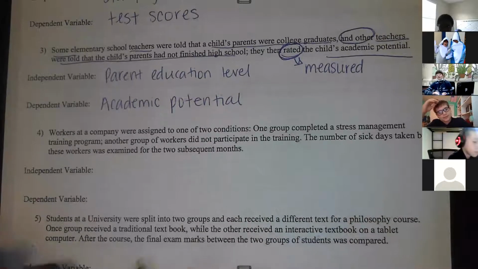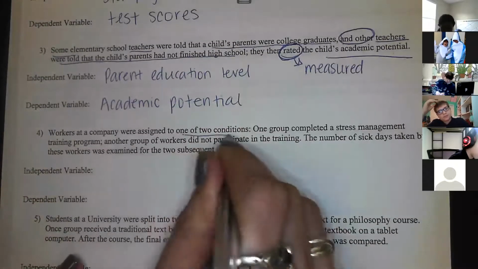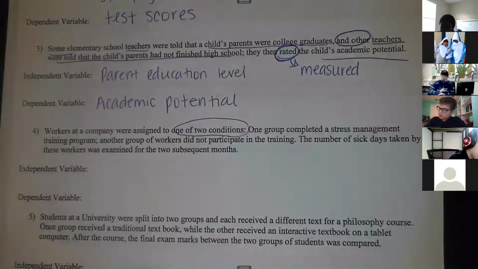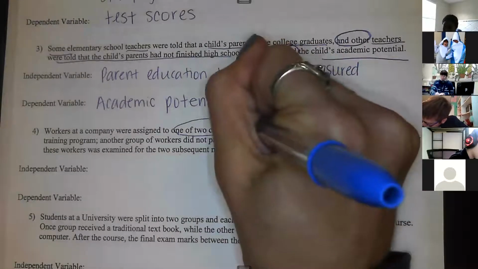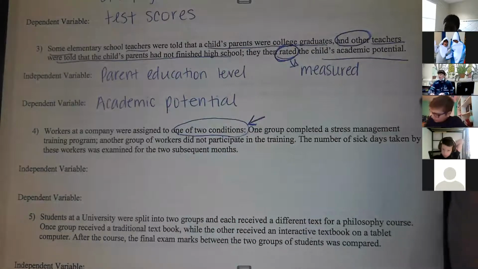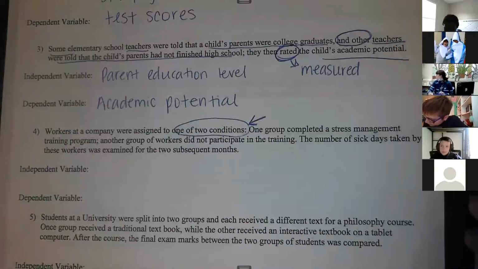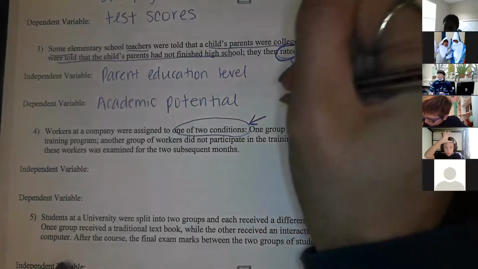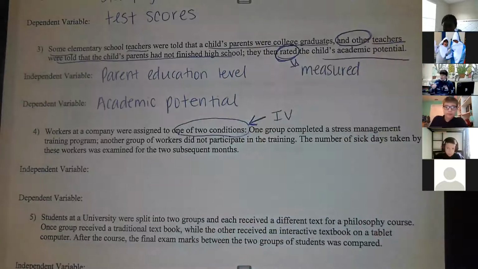All right. Workers at a company were assigned to one of two conditions. Ding, ding, ding. What is that indicating I'm about to read about? Kyle, two groups. If I have two groups, what variable is that going to be? IV, right? One of two conditions. I'm doing one or the other.